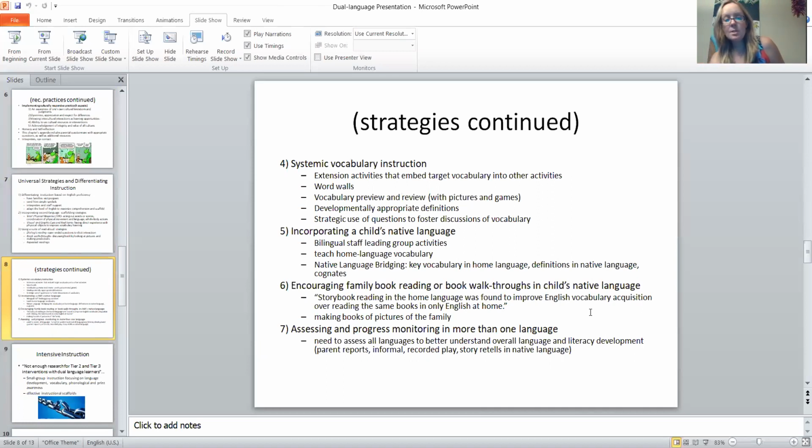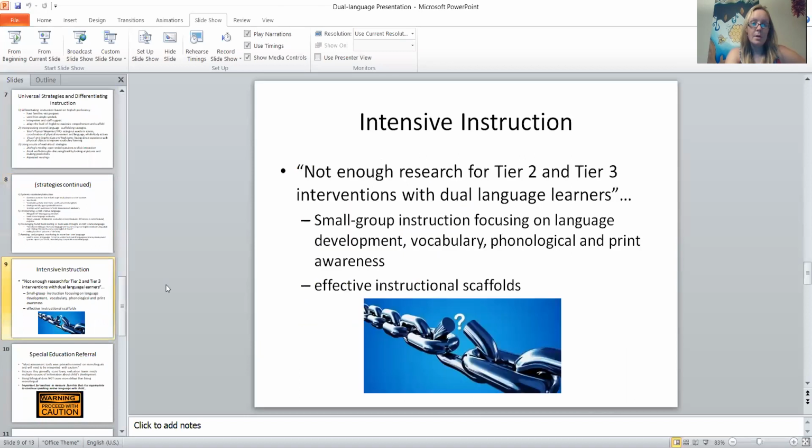The seventh one I mentioned is assessing and progress monitoring in more than one language. So you need to assess all languages to better understand the overall language and literacy development. That includes all the multiple sources we discussed: parent reports, informal assessment, recorded play, story retells, all kinds. So you're really assessing both languages in multiple ways. So those are the seven strategies they really get into.